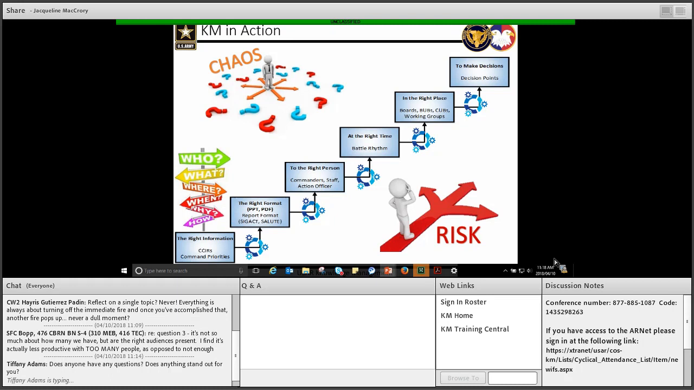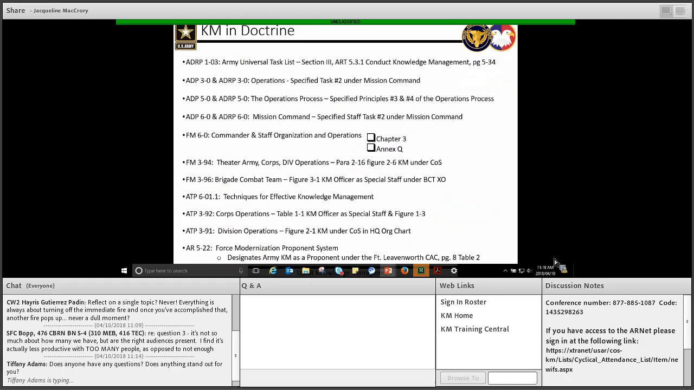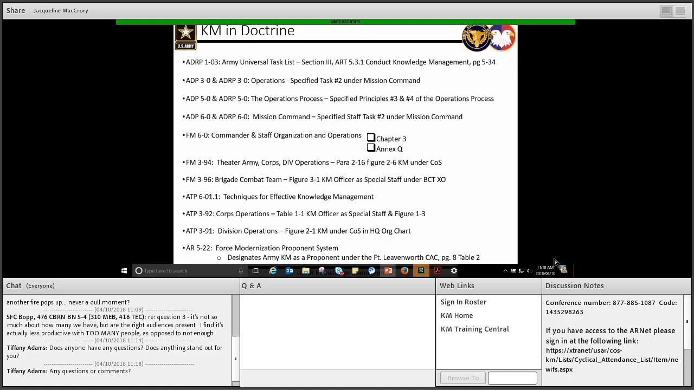Okay, so knowledge management, as we mentioned earlier, is a crucial aspect to mission command, as was demonstrated here by the numerous references to knowledge management in doctrine. So some key takeaways here. Army Doctrine Reference Publication, ADRP 1-03: KM is part of the Army Universal Task List. KM is also an identified METL task, Mission Essential Task List. It is Universal Task Number 5.3.1, and it's also Specified Task Number 2 of Mission Command.